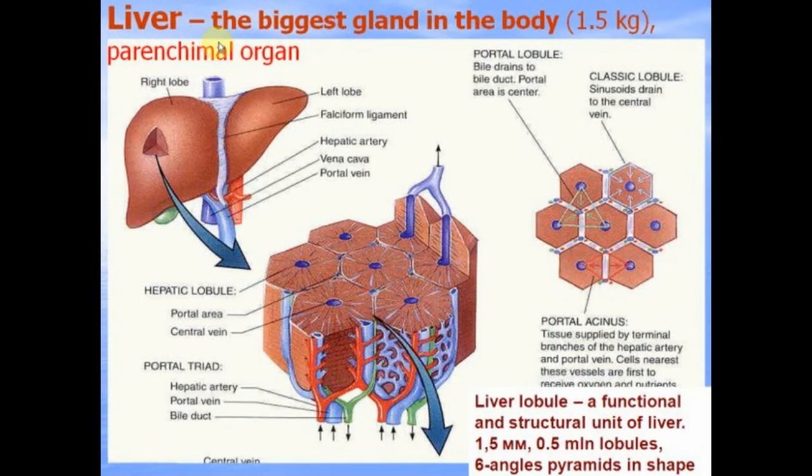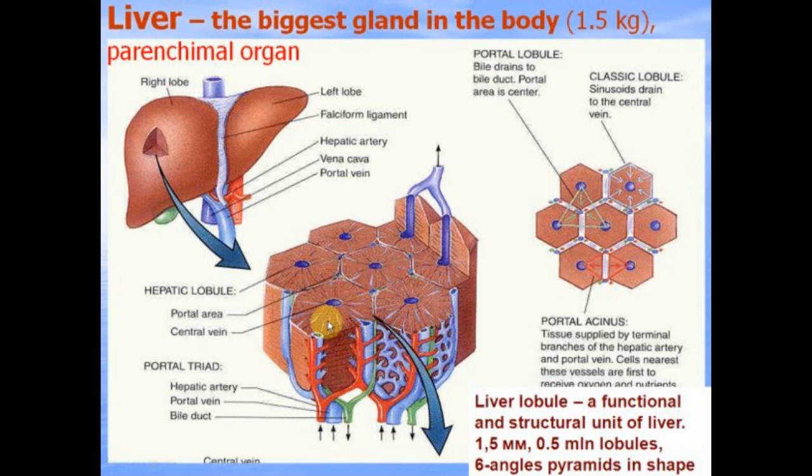Liver is the biggest gland in the body. Its weight is about 1.5 kilograms. It is a parenchymal organ and consists of stroma and parenchyma. Stroma is represented by a thick connective tissue capsule and loose connective tissue septa, which divide the organ into lobules.